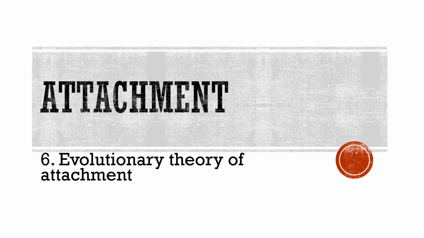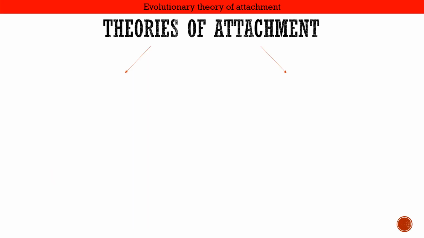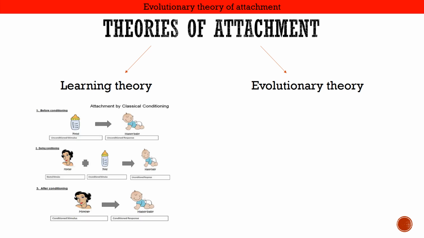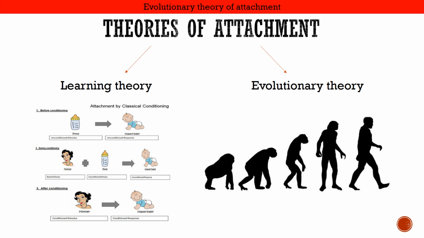So moving us on to the next theory of attachment, we're going to look at the evolutionary theory of attachment. As I said in the last screencast, there are two different theories: learning theory, which we looked at last lesson, and evolutionary theory, which we're moving on to this lesson. I won't recap learning theory. If you want to go back over it, then have a look at the previous screencast. Today, we're going to focus more on the evolutionary theory of attachment.